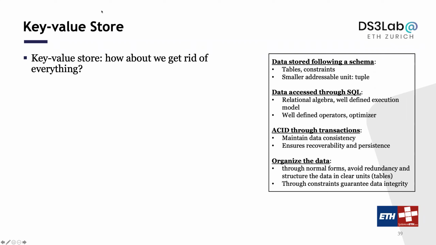So the idea is, let's get rid of everything. I don't want schema, I don't want declarative language, I don't want transactions. Let's get rid of everything. So I can only support two operations: I can get and I can set. The whole thing is a hash table. I can get a key, I can set a value for a key. That's it, that's all I can do.